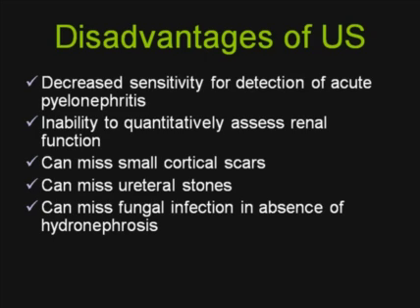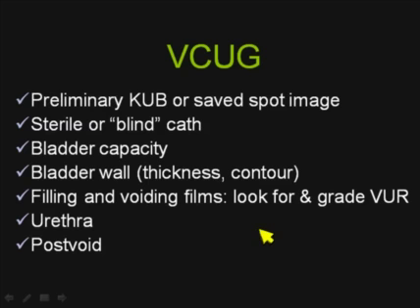Now, there are some disadvantages of ultrasound. In acute pyelonephritis that is not as sensitive as other modalities, we obviously can't assess quantitatively renal function, although when we see normal-looking parenchyma, we can qualitatively hypothesize that that kidney should have normal function. We may miss tiny cortical scars. We may miss ureteral stones in the absence of hydronephrosis, and we may miss fungal infection in the absence of hydronephrosis and fluid outlining a fungus ball.